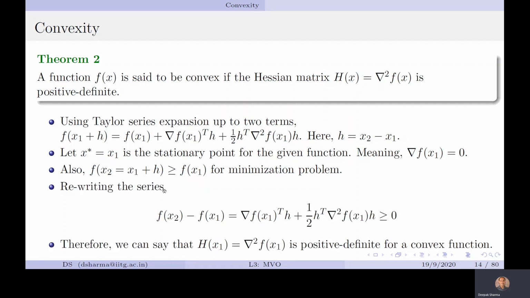Now thereafter we rewrite this term. So f(x2) minus f(x1), and then we have a right hand side greater than 0. Now in this equation, this is the delta of the function, which should be greater than 0. So that's why we have a greater than sign on the right hand side. The gradient of the function at x1 should be 0, so this term is going to be 0, and we are left with this particular relationship. Now this relationship, as you remember, is one of the relationships for a matrix to be positive definite. And therefore, we can say that the matrix is positive definite for a convex function.